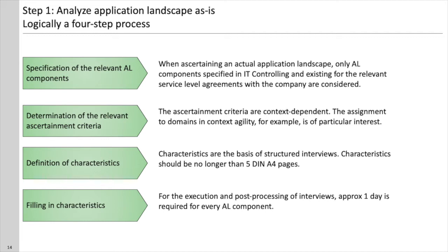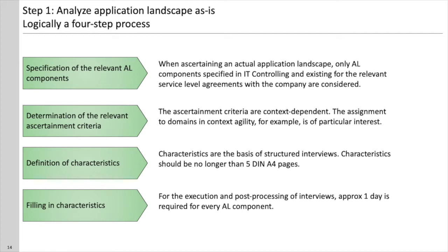If we have that scope, then we need to determine the relevant ascertainment criteria. On the slide before, I showed you the collection of many possible ones, but to define the scope for what we will actually do, we need to choose from these criteria. The ascertainment criteria are context dependent, and the assignment to domains in context, agility for example, is of particular interest.